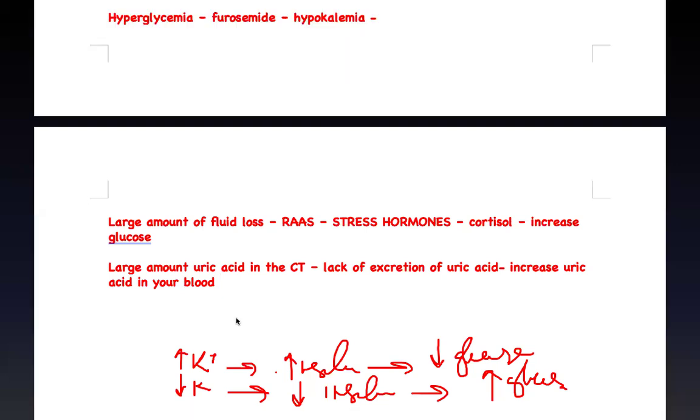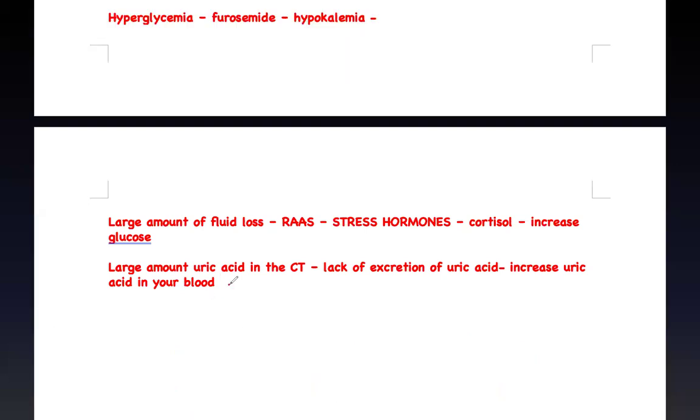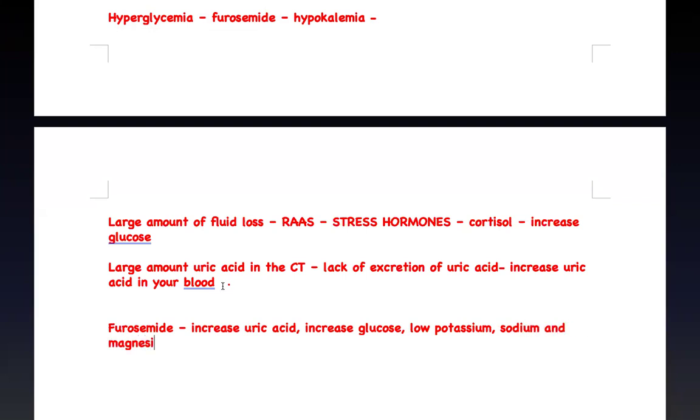In summary, you have to know what furosemide causes: increased uric acid, increased glucose, low potassium, sodium, and magnesium. So your board will ask you this.